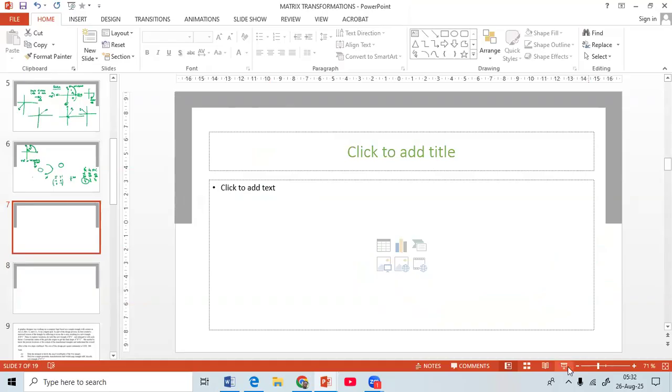So when it comes to the general formula, it is always given by cos theta here. Then you'll have your negative sine theta. Then here you'll have your sine theta. And then you'll have your cos of theta. That's how the general formula is given.